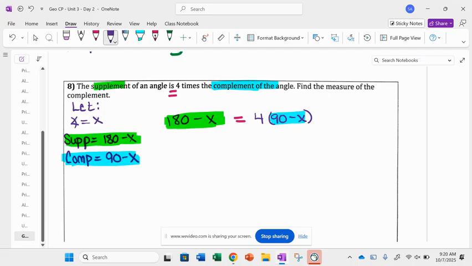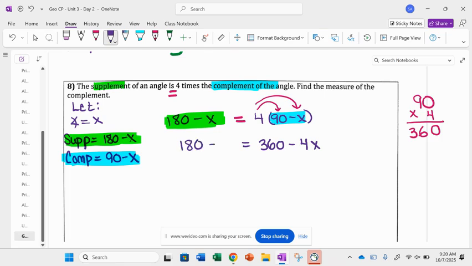Well, first we have to solve for x. Everybody okay with how I set up this equation? Now, when I have a number and then parentheses, what do we have to do with that number? Distribute in. So I have to distribute in. So we're going to do 90 times 4. If you need to go over to the side of your paper and multiply it out, that's fine. 4 times 0 is 0. 4 times 9 is 36. So we're going to have 360 minus 4x on one side and 180 minus x on the other side.